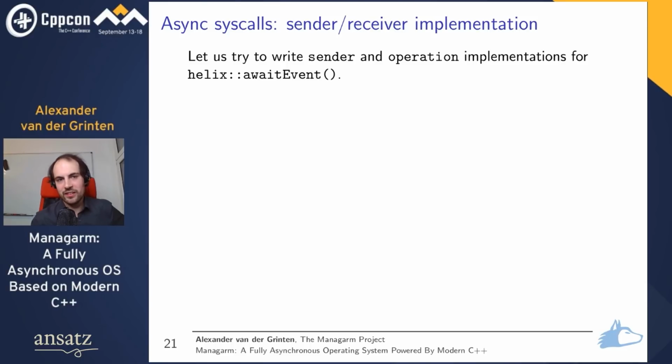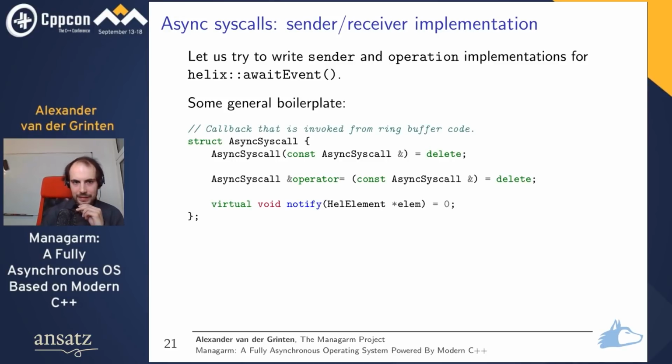Let's re-implement this function helix await event. We have some general boilerplate here, and that's the implementation of the ring buffer. Well, it's not the implementation of the ring buffer, but it's how the ring buffer notifies us that some work has been done. It's basically an unmovable class async syscall here.